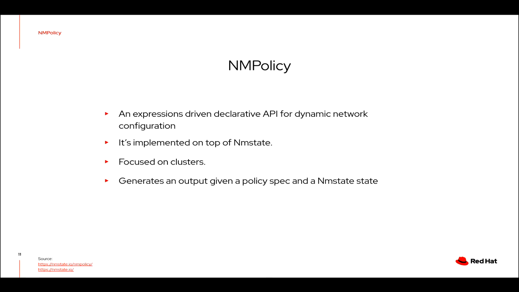And this way, they mainly use this in OpenShift. They can configure dynamic networking with Nmstate, but using NM policy. This is mainly focused on clusters, because if you are configuring a VM or your own laptop with Nmstate, probably it is enough. But if you are in big clusters, this is really, really useful. And also, this is getting into Fedora CoreOS.